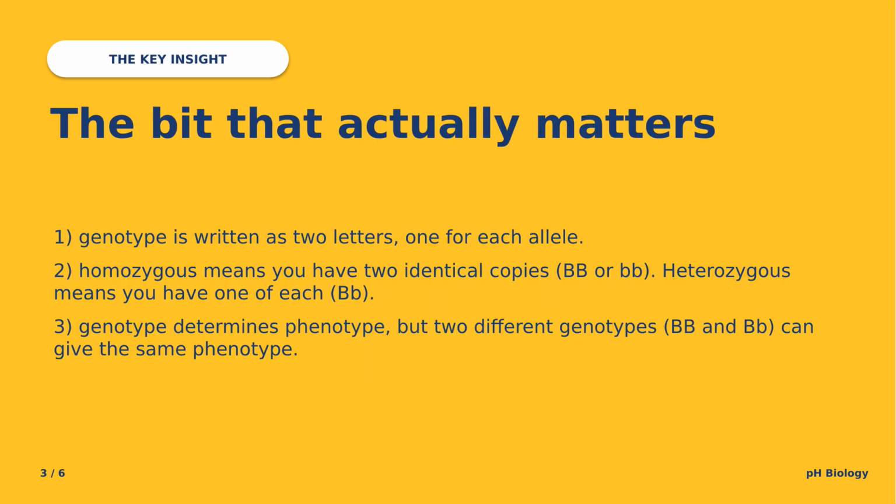Three things. One, genotype is written as two letters, one for each allele. Two, homozygous means you have two identical copies, i.e. capital B, capital B or lowercase b, lowercase b. Heterozygous means you have one of each, i.e. capital B, lowercase b. And three, genotype determines phenotype, but two different genotypes, for example, capital B, capital B and capital B, lowercase b, can give the same phenotype.